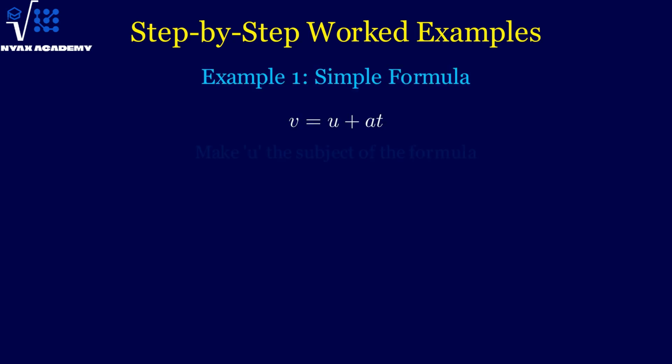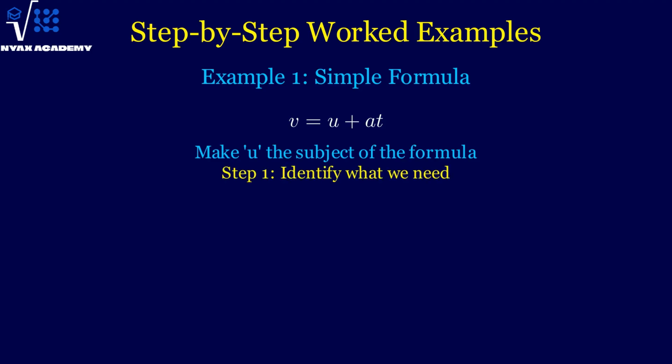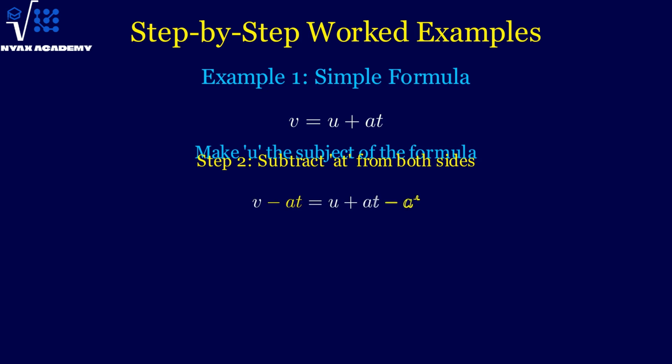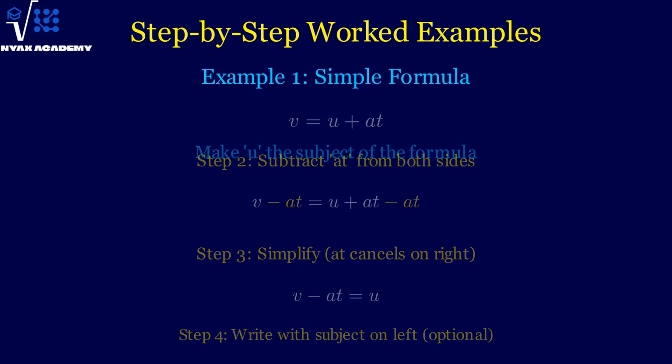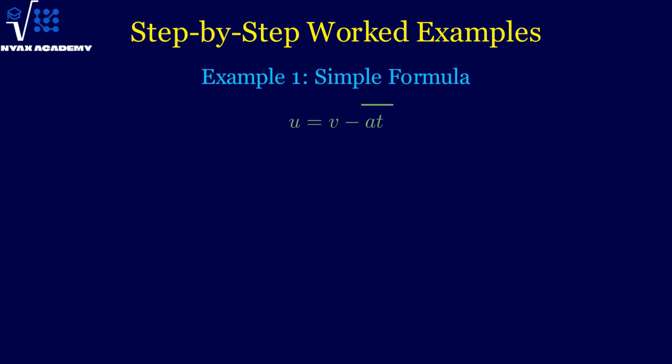So candidates, let's do a step-by-step on worked examples. For example 1, v is equal to u plus at, and you have to make u the subject of the formula. First we identify what is required by our question, and we have to make u alone on one side. We can attain this by first subtracting at on both sides of our equation, which will result in v minus at is equal to u. We write our subject on the left hand side, so our final answer is u is equal to v minus at.